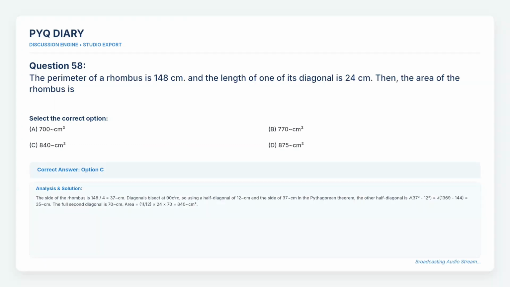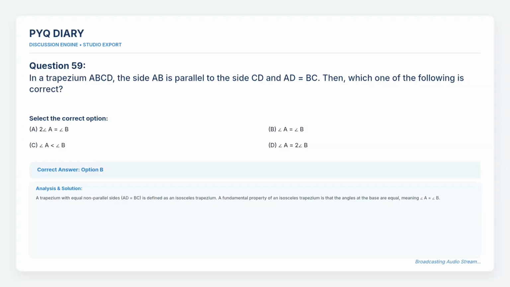Question 58. The perimeter of a rhombus is 148 centimeters and the length of one of its diagonals is 24 centimeters. Then the area of the rhombus is? The choices are A. 700 centimeters square, B. 770 centimeters square, C. 840 centimeters square, and D. 875 centimeters square. The correct answer is option C, 840 centimeters square.